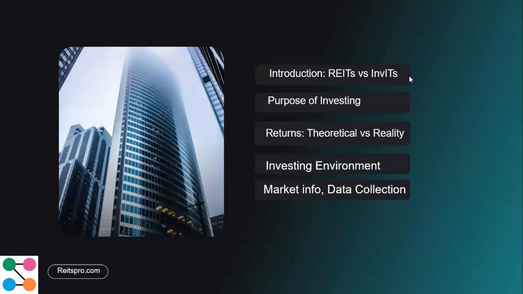So the first section we touch upon is the introduction of REITs and InvITs. What are they and how are they placed today in the market? Then purpose of investing. Why do you invest in the instruments? Thirdly, what are the returns which are there theoretically and in reality? Fourthly, what is the environment of investing? Here we talk about various things such as mutual funds and indexes also. Then market information and data collection. How do you collect all the data that you require, which is genuine and you can use for your purposes? So this is a brief recap that we will do right now on the basics.